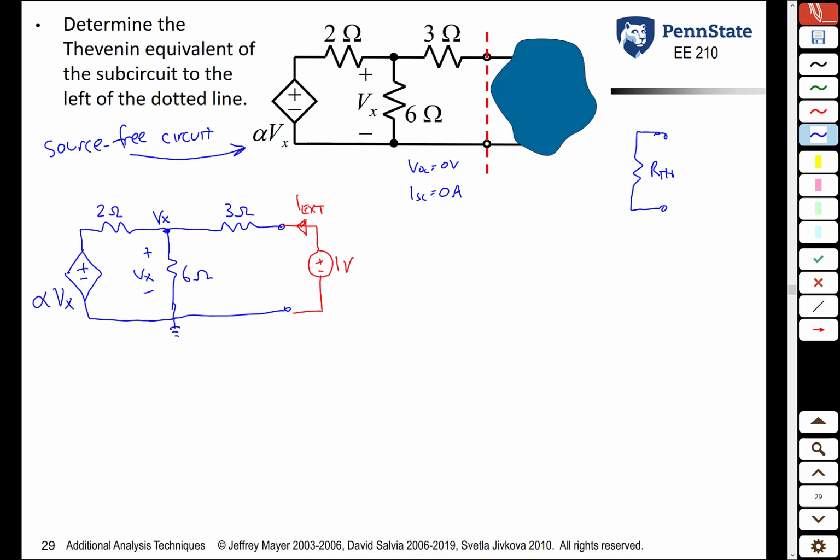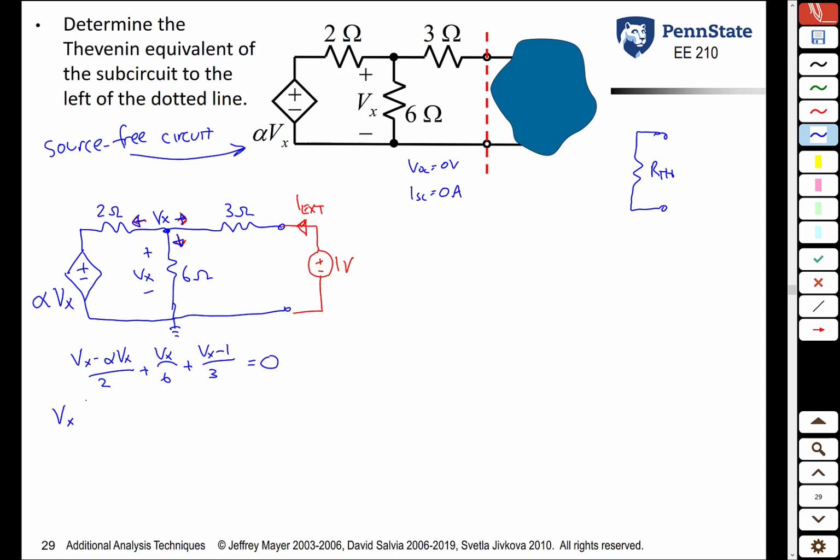And let's do KCL at the Vx node. That current plus that current plus that current has to equal 0. Current to the left, Vx minus alpha Vx over 2. Current going down from Ohm's law is Vx over 6 ohms. The current going to the right is Vx minus 1 over 3, and that sum has to be 0.